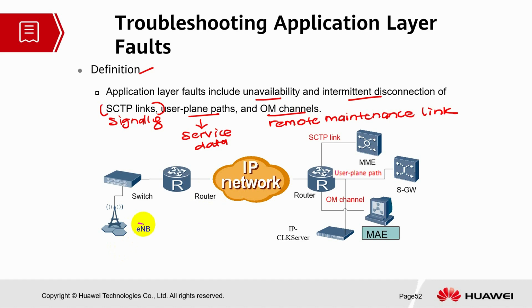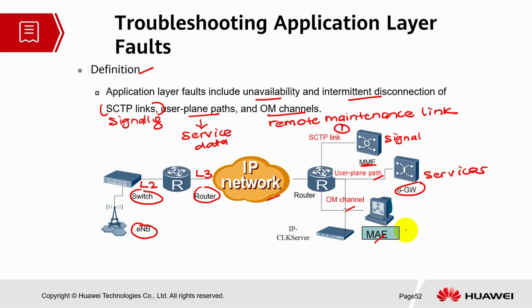From the eNode B, we have a connection to the switch, which is L2, and router, which is L3, towards the IP network. So we have three situations here. SCTP link towards the MME peer, this is for the signaling. User plane path towards the S gateway, this one is for the services. And OM channel towards the MAE, this one is for the remote maintenance link.